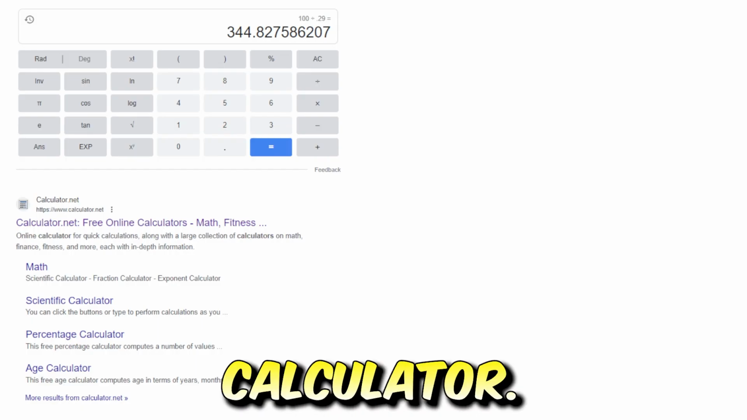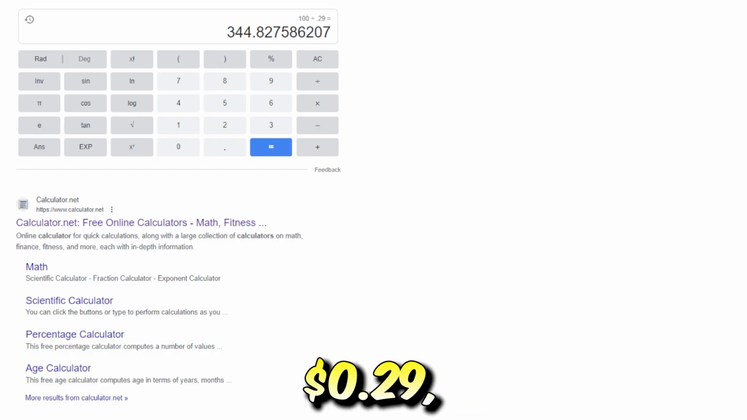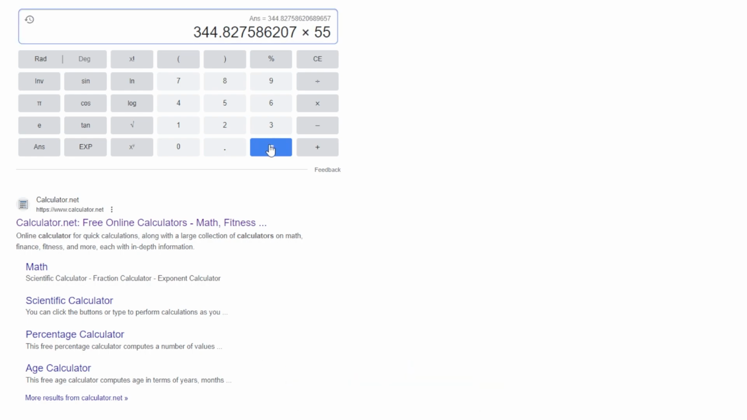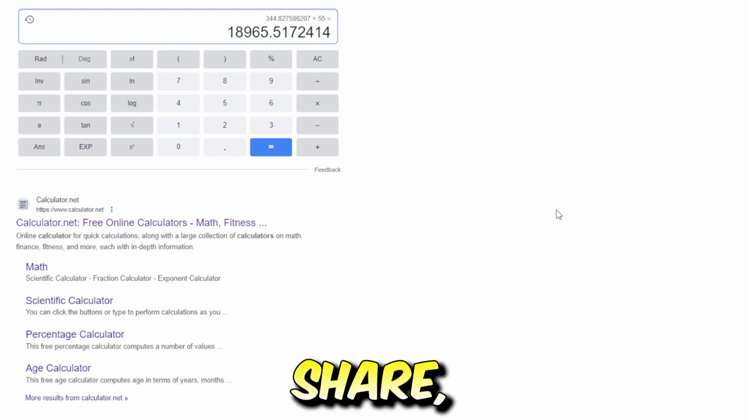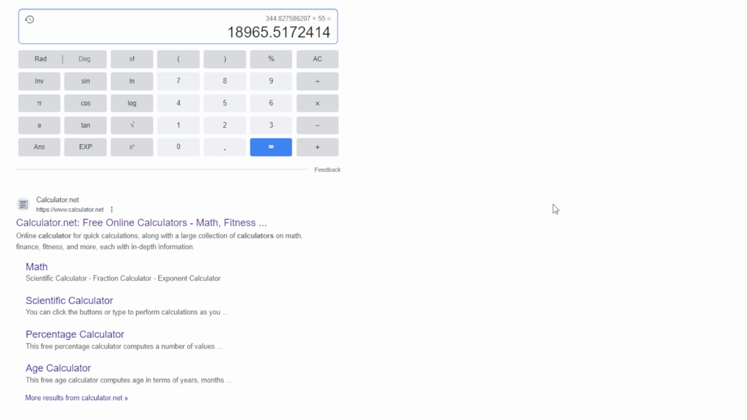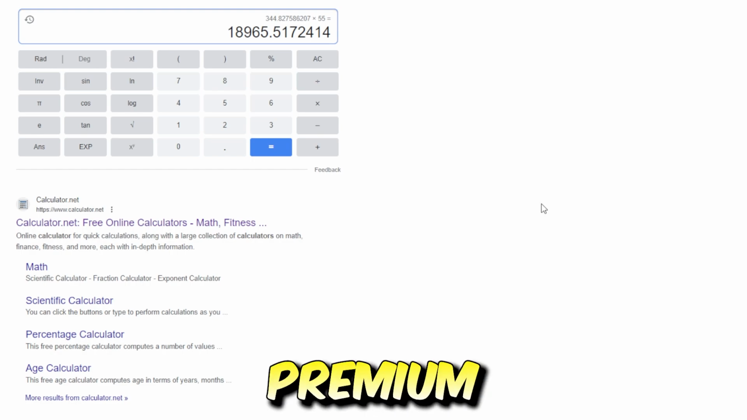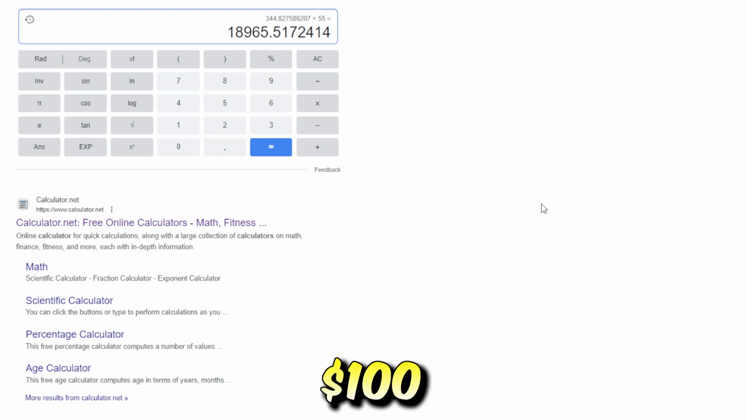So back to the calculator, if we were to divide 100 by 29 cents, we would in theory need around 344 shares of JEPI. Now JEPI is currently trading at around $55 per share, which means investors would need around $18,965 invested into the JP Morgan Premium Income ETF in order to reach that $100 milestone.